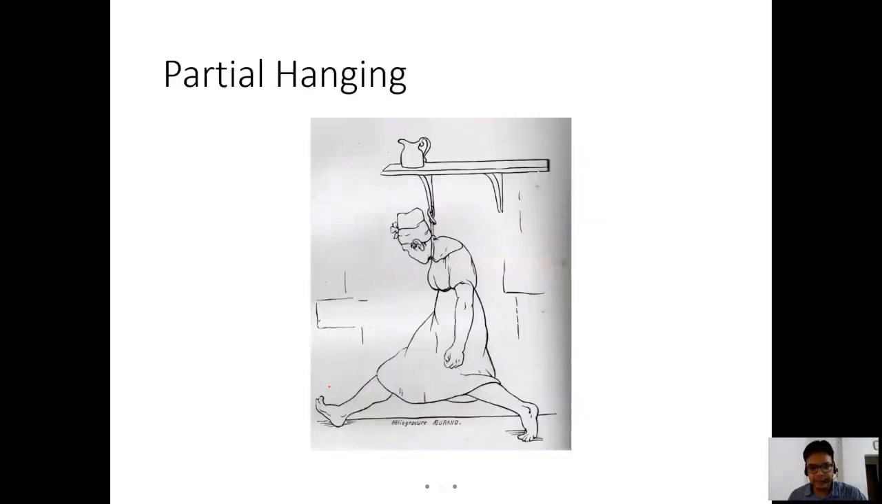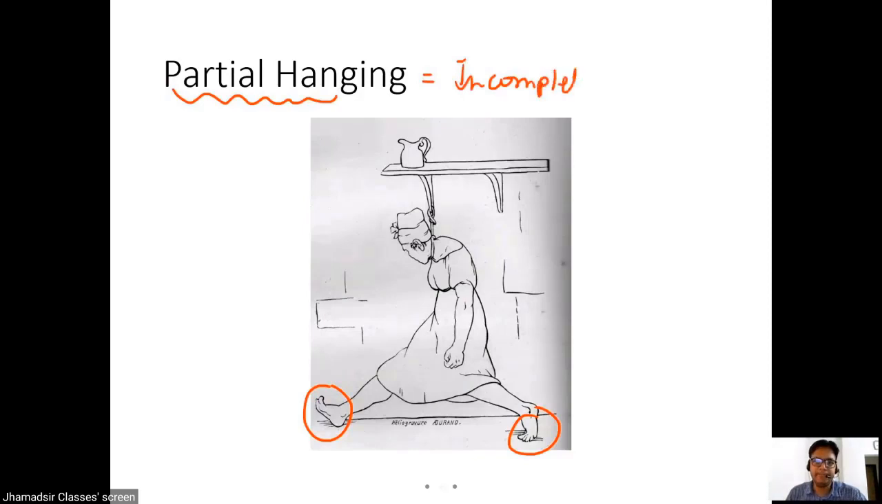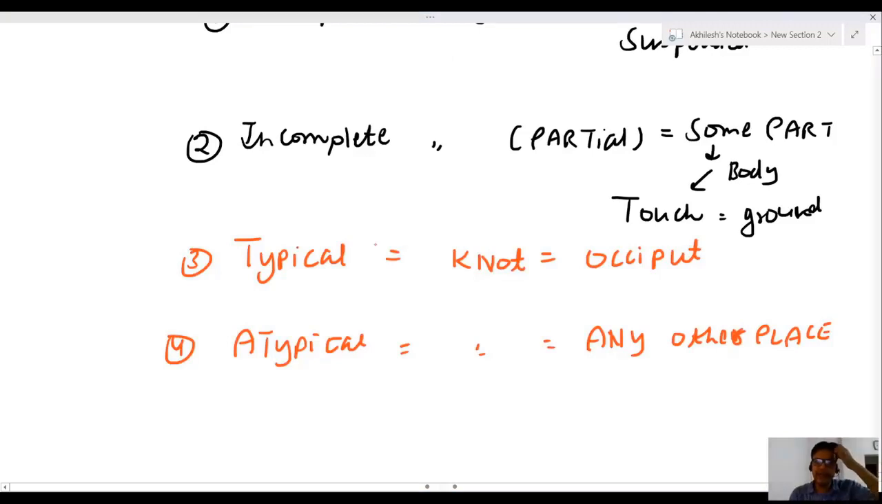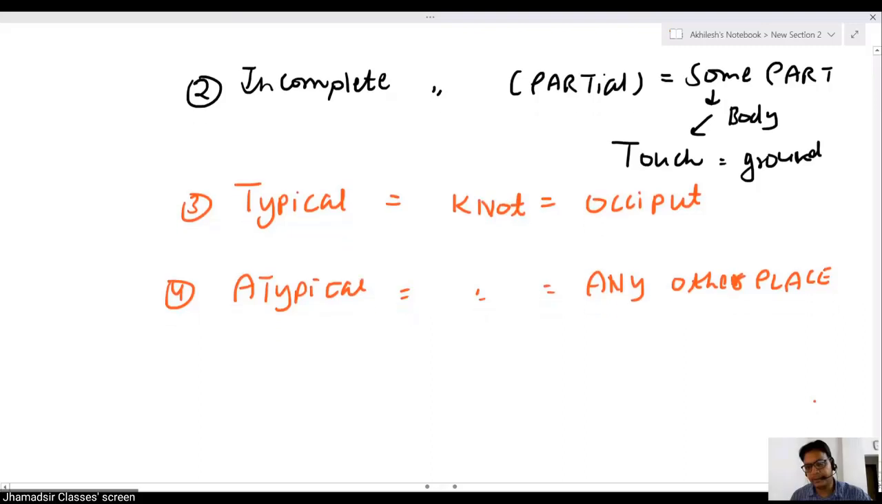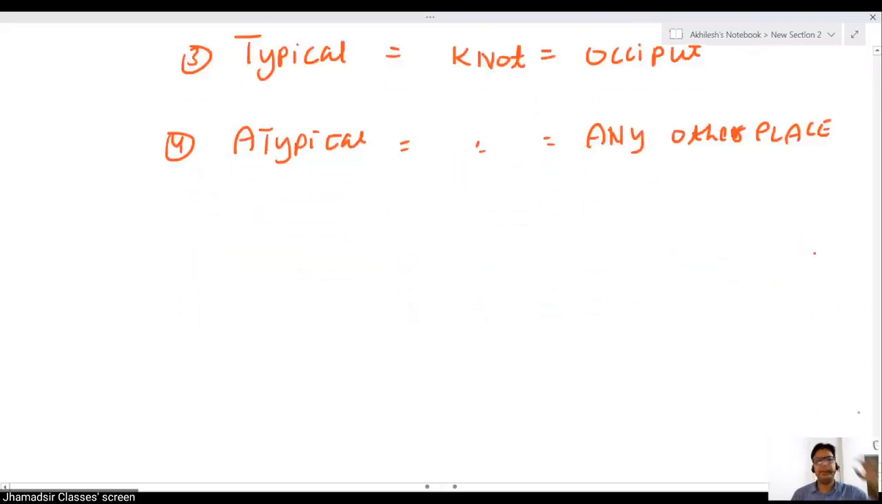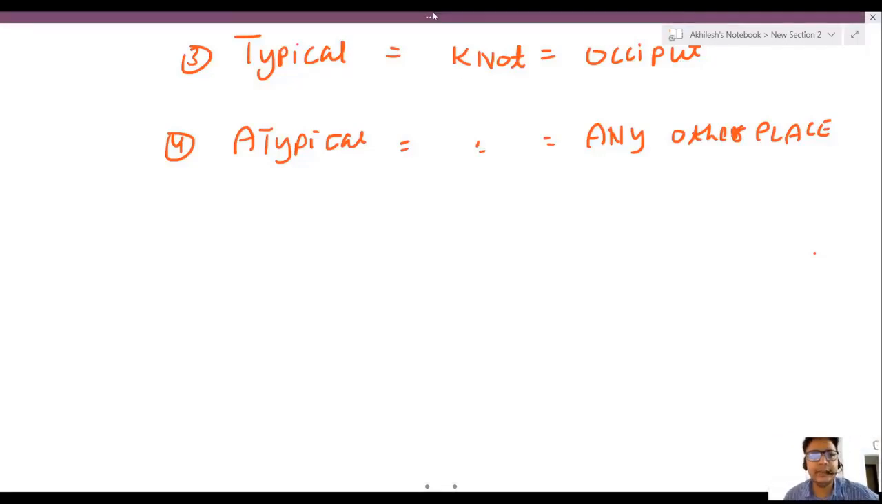If part of the body is touching the ground, this is partial hanging, and partial is also known as incomplete hanging. So we have classified hanging in these categories: complete, incomplete, typical, and atypical. Typical is at the occiput. Atypical is at any other place.